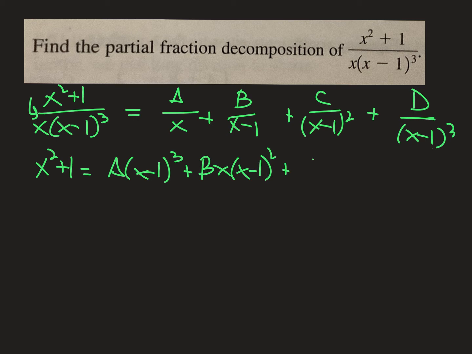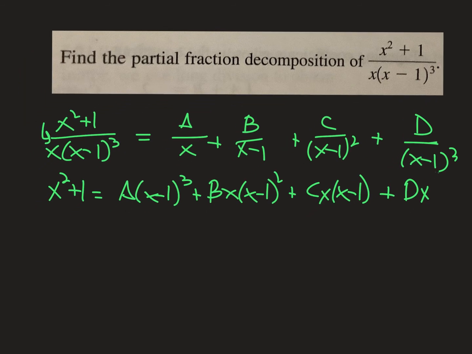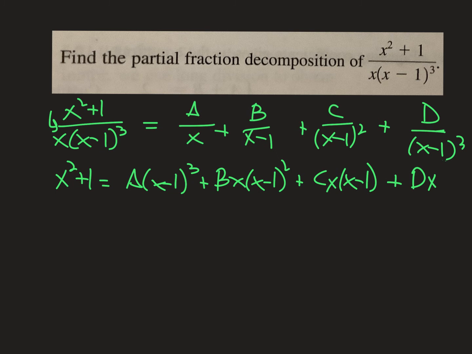That's a lot. The C would need the x and one more x minus 1, and the D would just need the x. Okay, so that's just multiplying through by the LCD right there. And here we go again. I've got to multiply that stuff out and see what happens. So I still have the x squared plus 1 on this side.